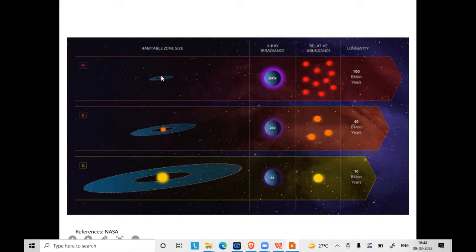Then if you have another kind of star with a lifetime of 100 billion years, which further narrows down the Goldilocks zone, its X-ray irradiance goes up by 100 times. So temperature-wise the situation might be favorable, but X-ray irradiance-wise, one has to understand whether such a planet can harbor life.